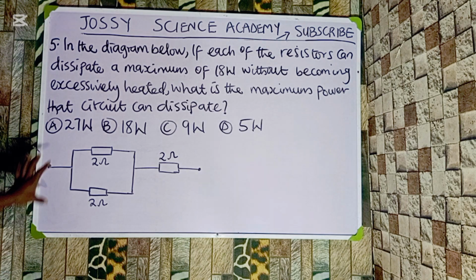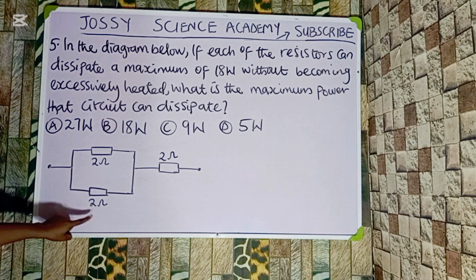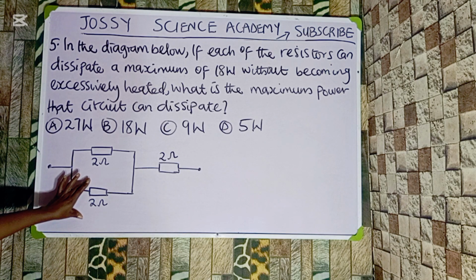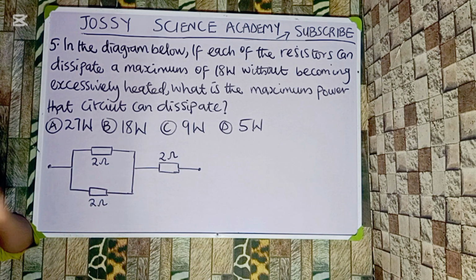Simply, we are looking at this diagram as an illustration. Now, if this diagram below is being replaced, this 2 ohms is being replaced with what? 18 watts, 18 watts, and 18 watts. So you're looking at the maximum power that this circuit can dissipate. It simply means they are replacing these ohms with power, right? Now these ones will be in parallel, while this is in series. We are going to solve it the way we solve resistors in series and parallel connection.